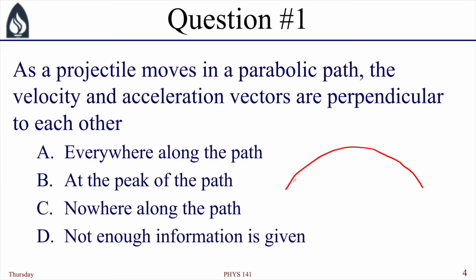Well, we know that there's no acceleration in the x direction. In the horizontal direction, there's no force and there's no acceleration. The object travels with a constant velocity in the horizontal direction. In the vertical direction, however, the object is experiencing free fall.